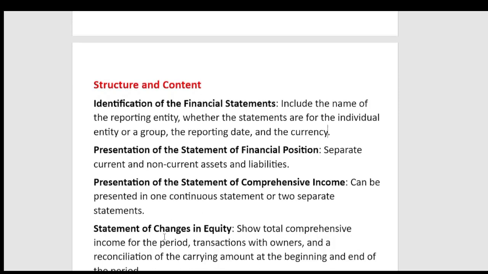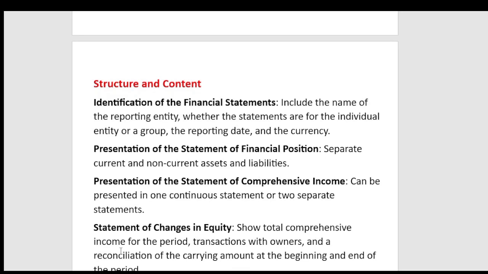Change in equity shows total comprehensive income for the period, transactions with owners, and a reconciliation of the carrying amount at the beginning and end of the period. Now, change in equity. You have your share, then the profit you made for the year, then you add it up or you less. If you add or less, it depends on your profit. If you made a loss, you less. If you made profit, you add it up. It will now have your equity and your retained earnings. So that's what this place is saying.